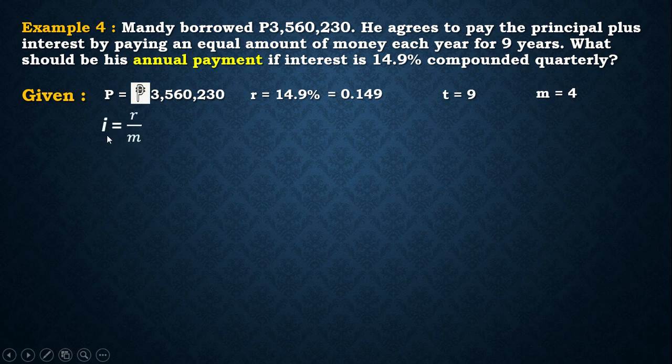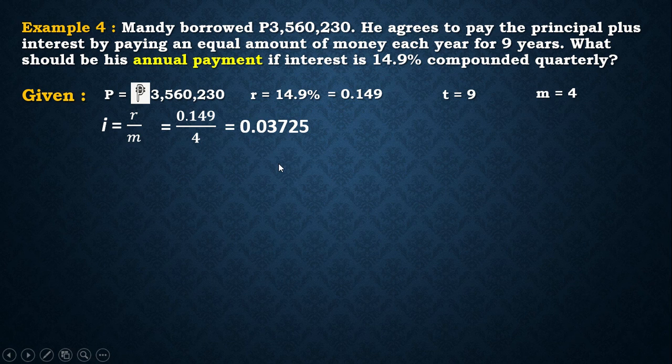First, we have to solve for the i or the interest rate, which is equal to r over m. So let's substitute r and m. R is equal to 0.149, and our m is equal to 4. Our next step is to divide this part. So that is 0.03725. Again, we divided 0.149 by 4, and it became 0.03725.